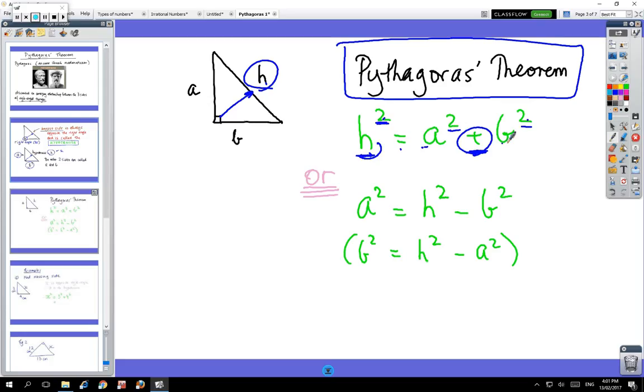Okay, and if you don't have H out the front, if you want to have A squared or B squared out the front, you just switch the sides. So the B squared comes across to the other side by subtraction. So A squared equals H squared minus B squared, or B squared equals H squared minus A squared. And we'll look at some examples on how that's used. But copy that down and come across when you're ready.